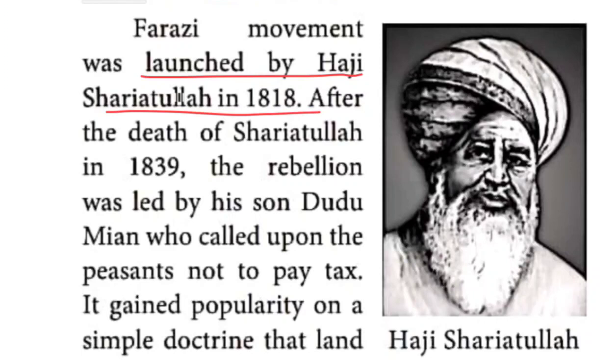Okay, 1818. After the death of Shariatullah, who came into power? His son. When did Haji Shariatullah die? In 1839 he died. So that rebellion, the revolt against the British, was continued by his son Tudu Mian.